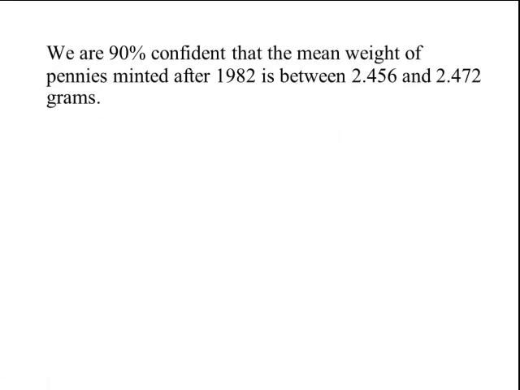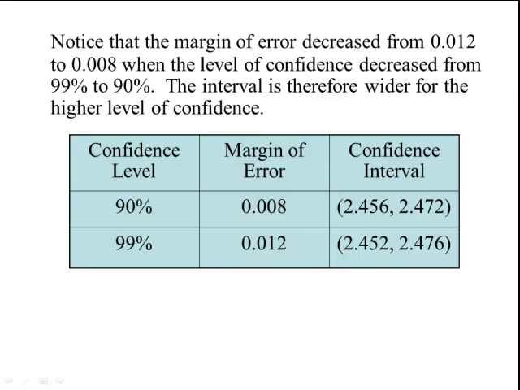If we were to interpret this, we are 90% confident that the mean weight of pennies minted after 1982 is between 2.456 and 2.472 grams. Now if we compare this to our 99% confidence interval, we see that the margin of error has decreased from 0.012 to 0.008. So as we decrease the confidence level, the margin of error will decrease. If we increase the confidence level, the margin of error will increase.